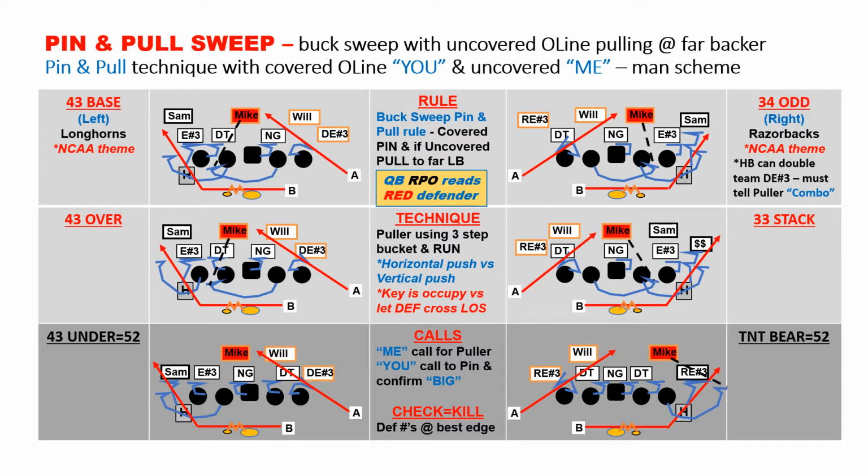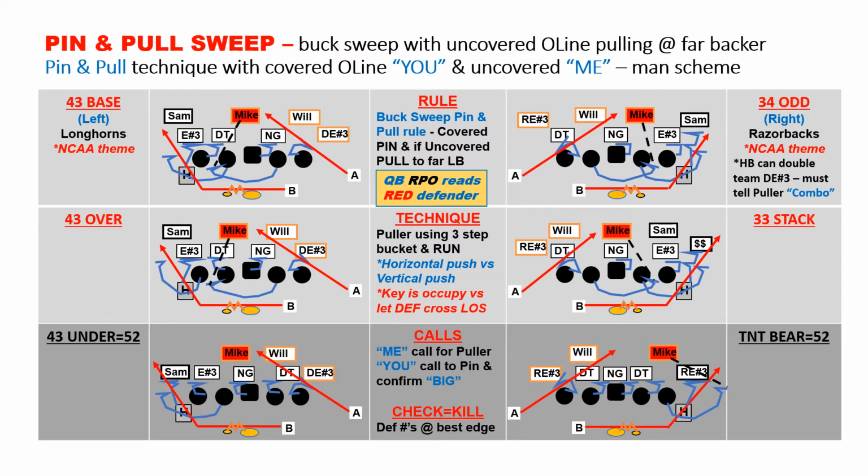So again, the rules are in the middle there. First rule is covered pin, uncovered pull. The technique, we're going to do a deep pull where we actually use a bucket step and get some depth and run, because we don't want to chase people coming behind us. We always want to chase to the next linebacker, to our outside or our play side. Calls here are real simple. If you're pulling, you say me. If you're pinning, you say you, and everything's confirmed there then.